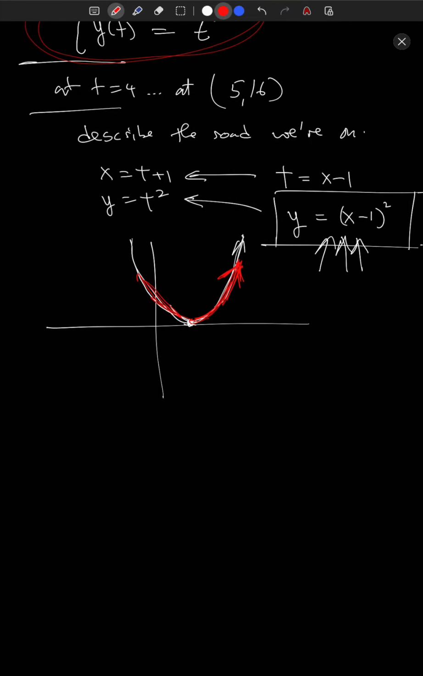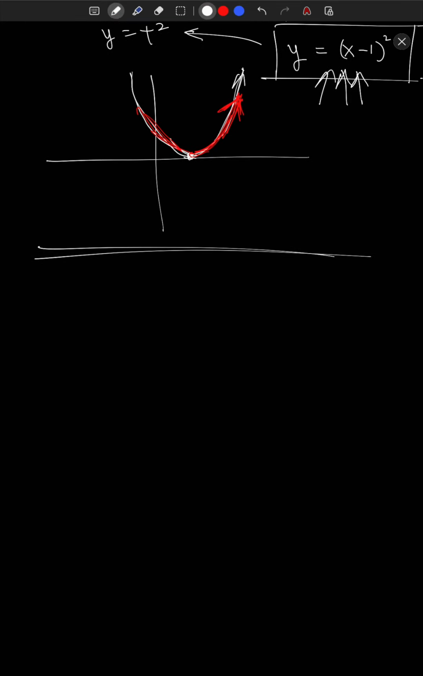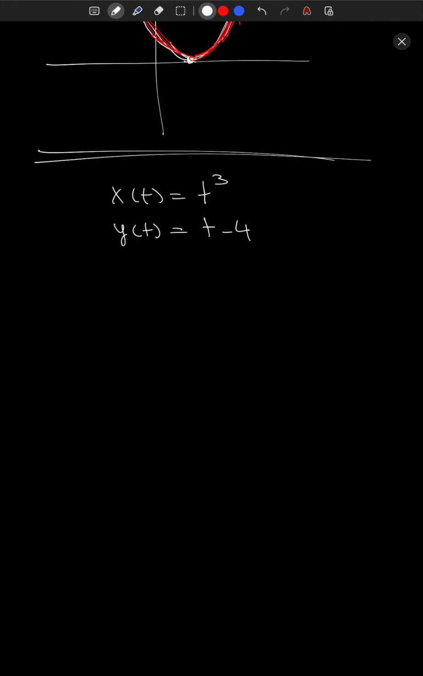Let me do one more. x of t equals t cubed, and y of t is equal to t minus 4. Again, we want to get rid of the t's and end up with just an xy equation, and again, that describes the road that we're driving on.